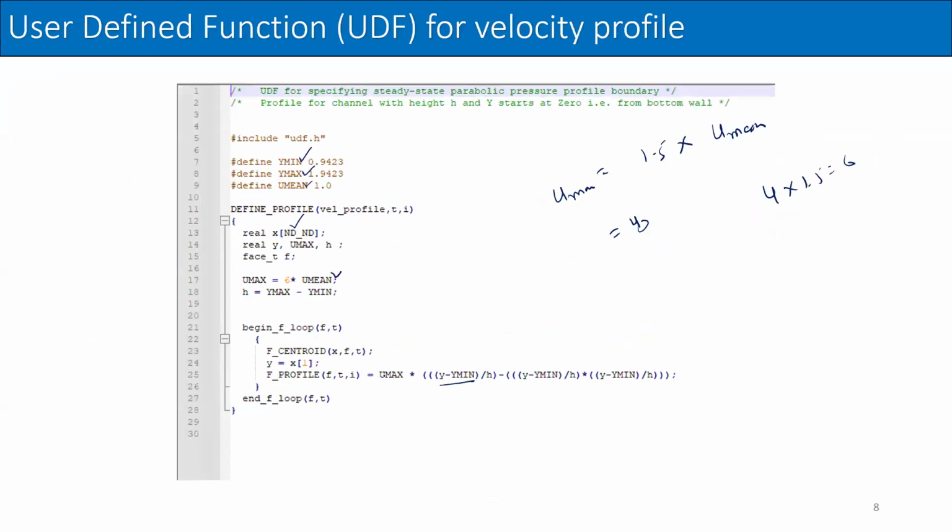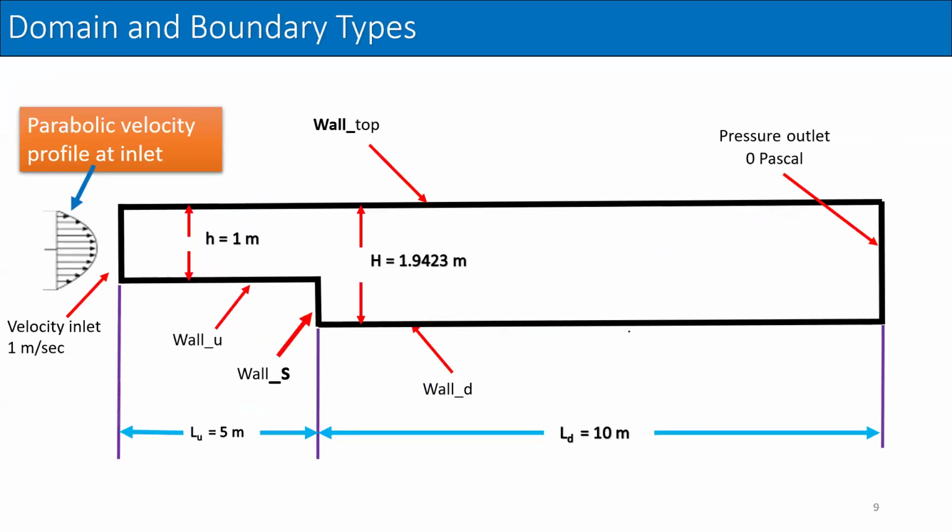So this is the formula. We just put the formula here. This is the y maximum, u maximum, that is 6 times the u mean. So this will be 6 u mean, and y minus y minimum divided by h, y minus y minimum divided by h whole square. To write down the square, we actually multiply these two things twice. Multiplying this with this will be the square. So this is the problem that we are going to solve. Any questions?